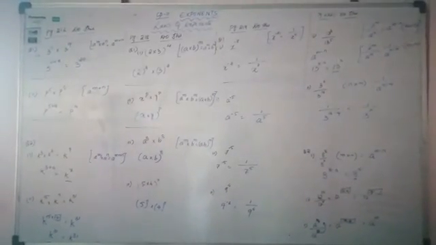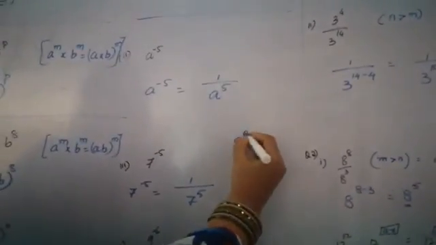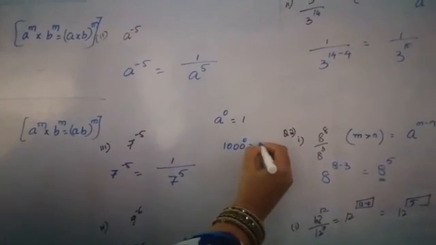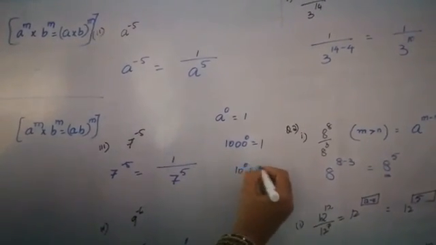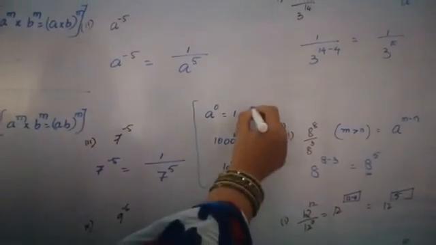So this is about today's work children. 1, 2, 3, 4 laws I have explained you. And one law is always very easy. That is a to the power of 0, for any non-zero number a. That is 1. 1000 to the power of 0 is also 1. 10 to the power of 0 is also 1. 1 to the power of 0 is also 1.